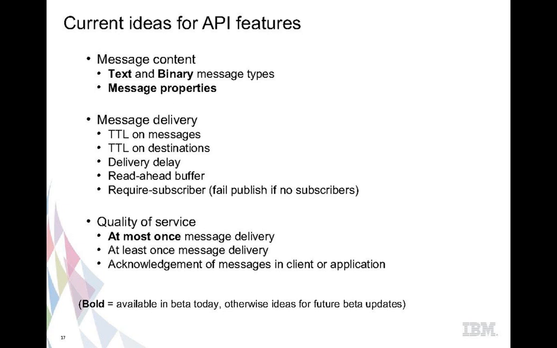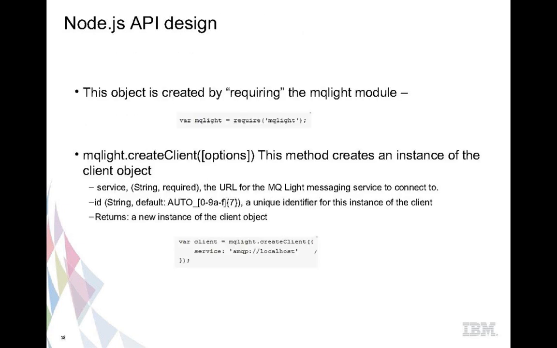So I'm on the next slide. Node.js API design. This is the client that is available with MQLite. You can download this using npm, and then start using the API to send and receive messages. In the next few slides we will look into the API design and how you can get started.